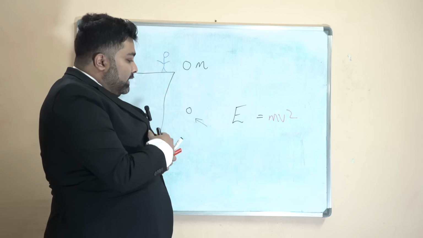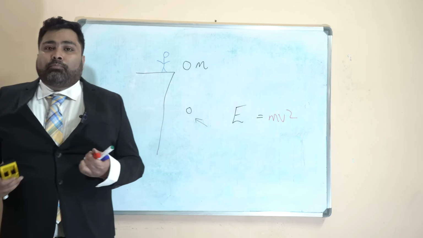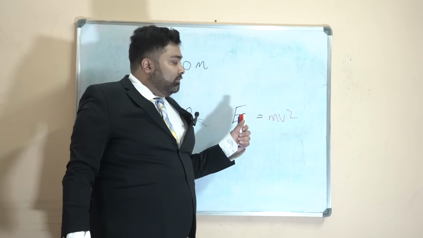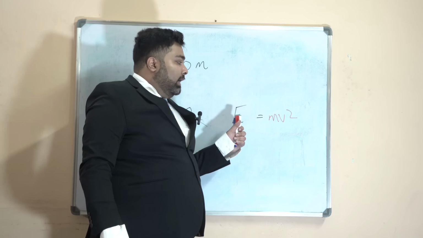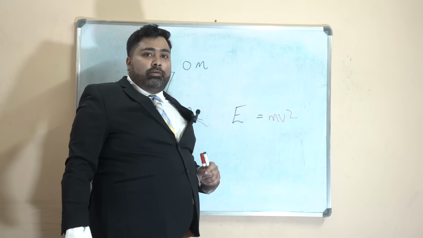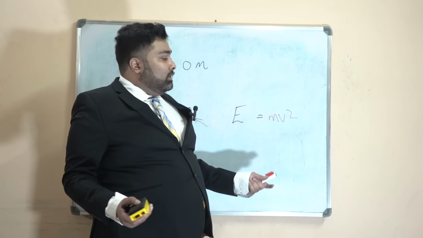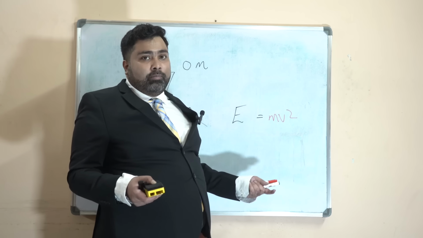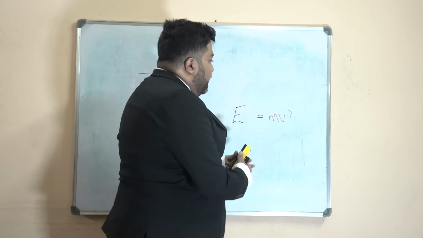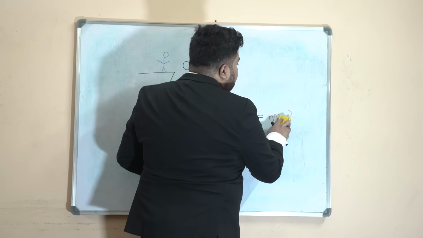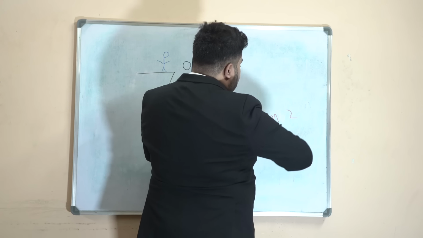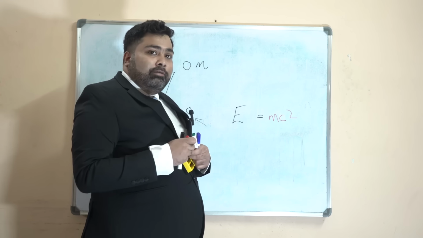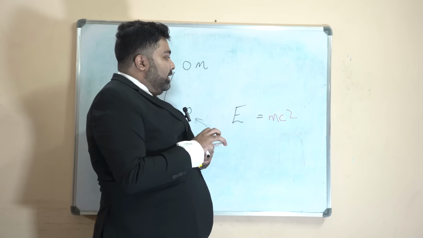Now, what is the maximum possible value for v that can give the total energy of the ball E? Well, in the universe, c, the speed of light, is the maximum possible value for v. Therefore, we can change this mv square to mc square. Therefore, E is equal to mc square.